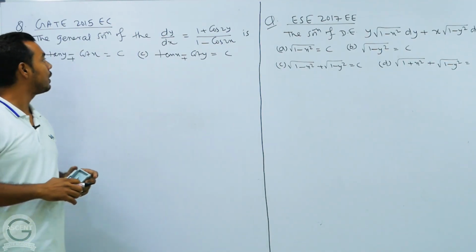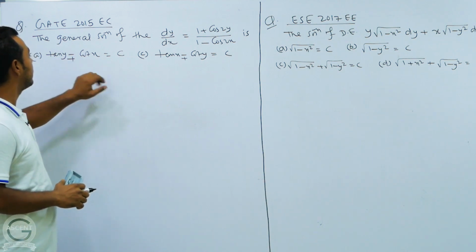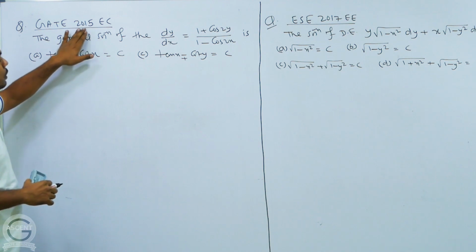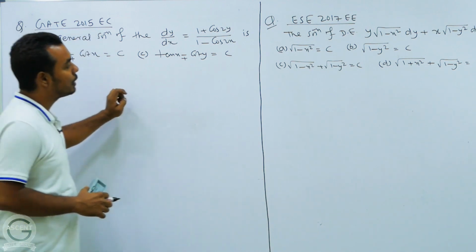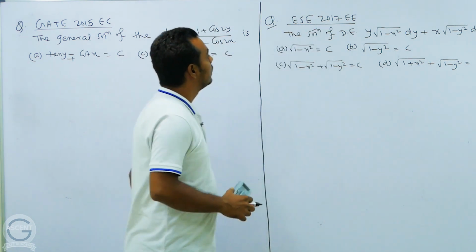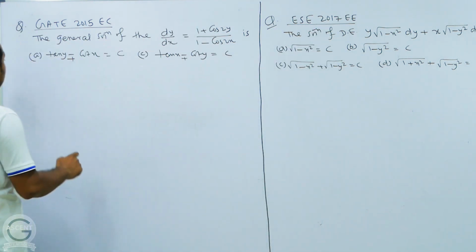Now we have these two problems from GATE previous year papers based on the concept of the variable separable method. The first question is from GATE 2015 in the AC department. The second one was asked in Engineering Services 2017. So we are going to solve these questions one by one.